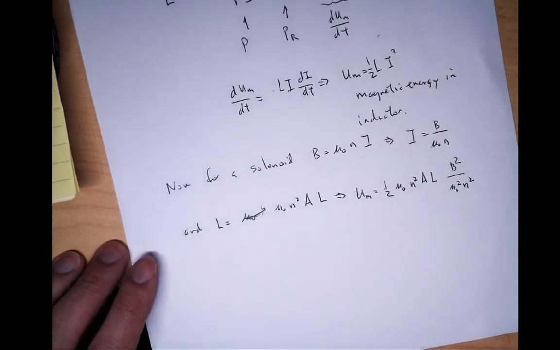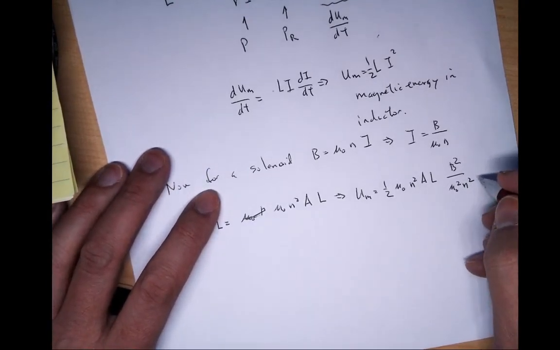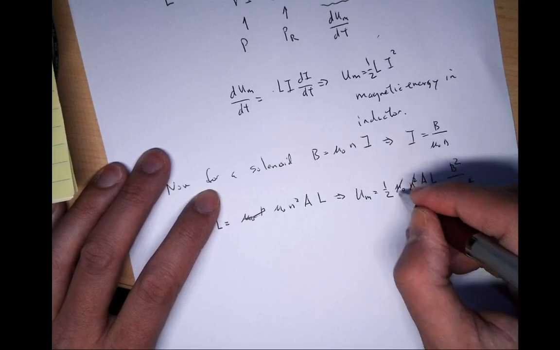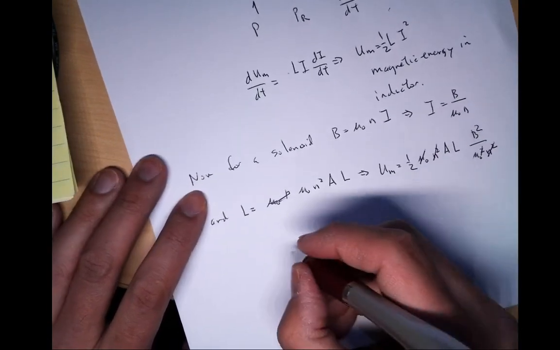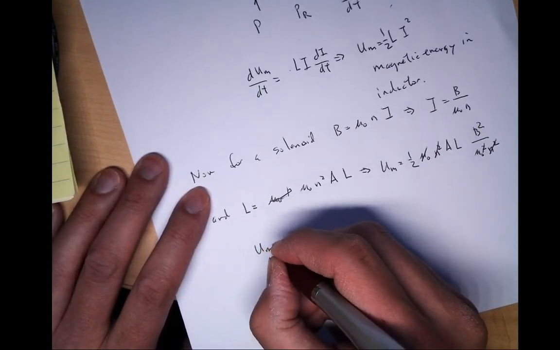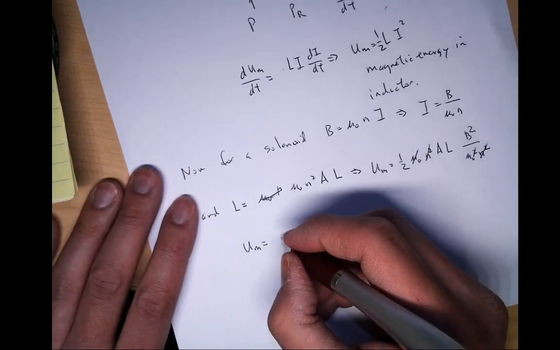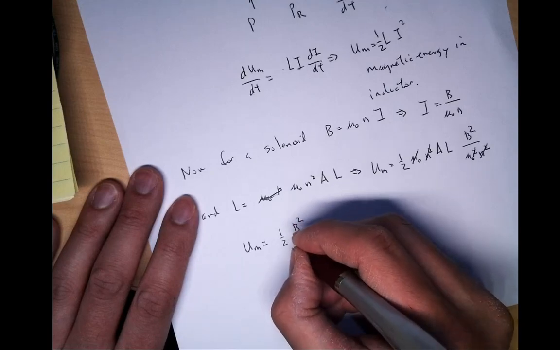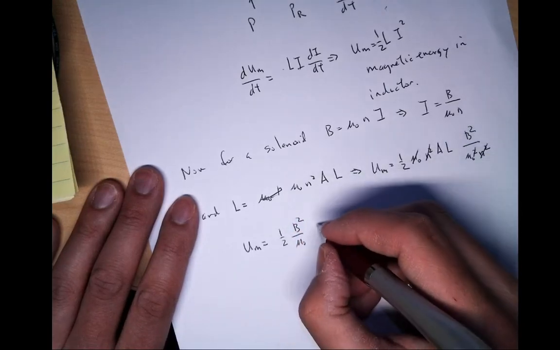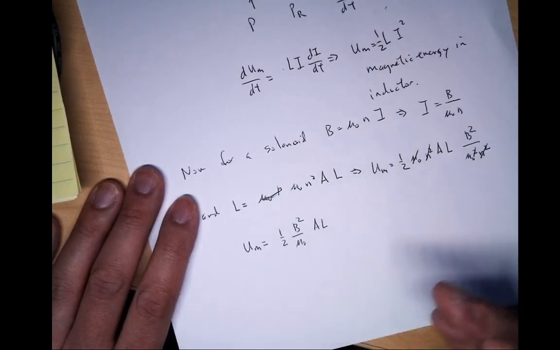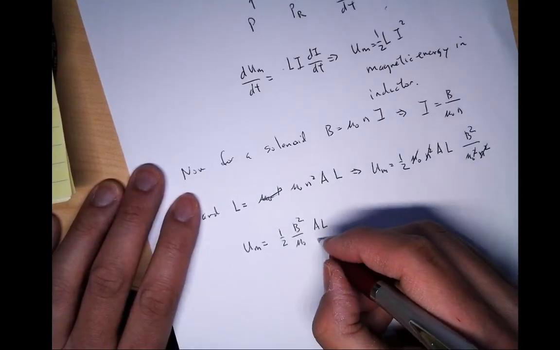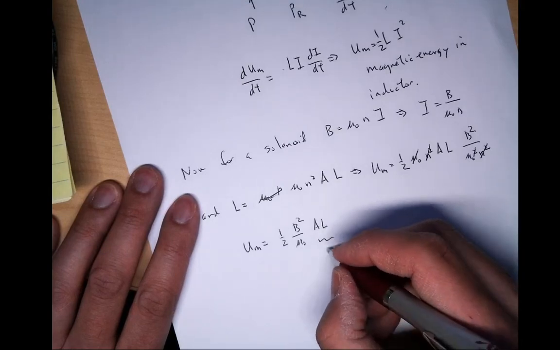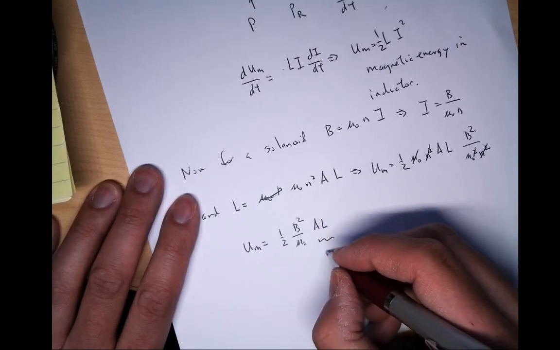Okay, so let's compute this thing out now. So that kills that term, this kills one of those terms, and you have something pretty simple now. U_m is equal to 1/2 B squared over mu 0, and this is A times L, right? So this thing has a different part. This is the area times the length of a solenoid. It's the cross-sectional area times the length, which is the volume.